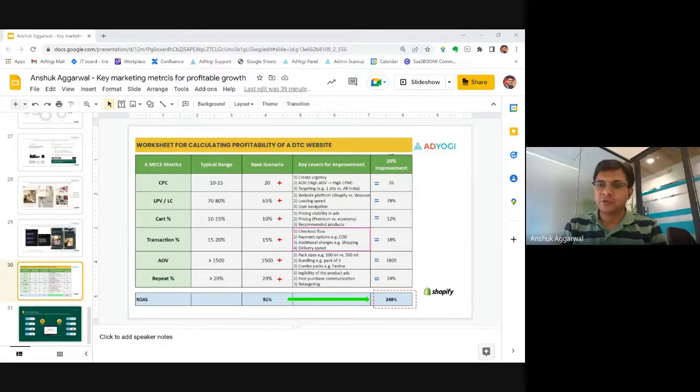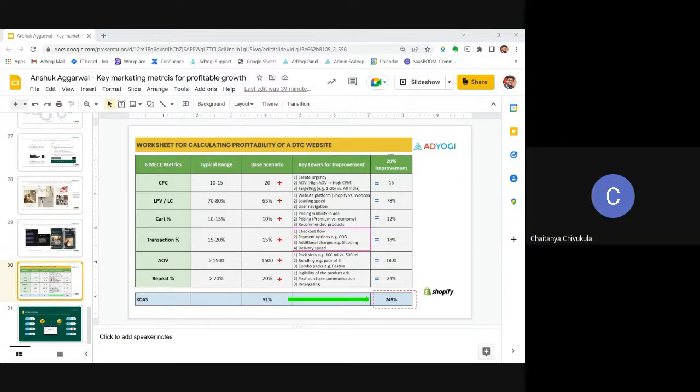Got it. Okay. So what we can do, Chaitanya, is we can pick up the second part of your question, whether Adyogi can help or not, separately from this conversation, in the interest of everybody's time. Let me connect with you offline after the event on the second part. Sure, I will leave my email. Yeah. Thank you. Thanks, Chaitanya.